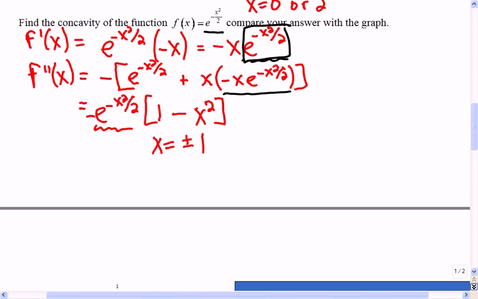So that means I'm going to have these pieces, negative 1 and positive 1. And again, I stick to the table method, but remember what you're putting in as your function is the second derivative, because you want to know, is the second derivative positive? If it is, it's concave up. Second derivative negative? If it is, it's concave down.